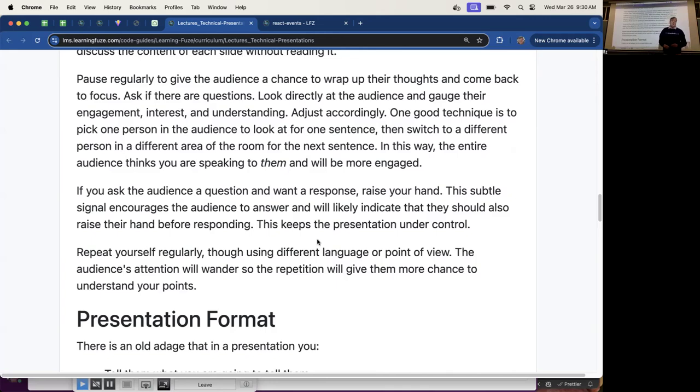It might, but until I got the motor control down and made it natural, I would say my sentence and then think, okay, I have to move and talk to somebody else or look at somebody else. And I do that and I go, wait, where was I? And I forget where I was. So I had to know my material really well, and I had to get where I could do that naturally and just move my eyes around and look at different people.